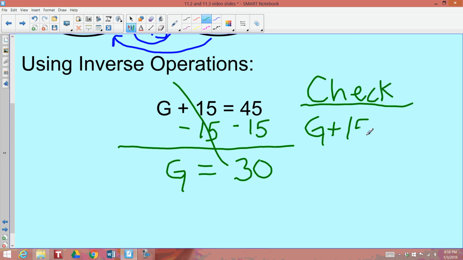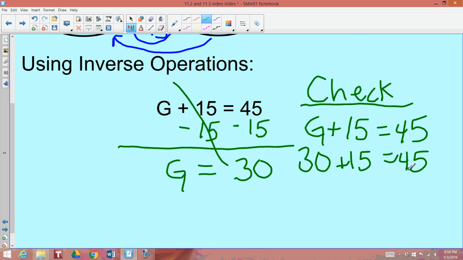Rewrite your original equation. Plug in for the variable. G is 30 plus 15 equals 45. And we get 45 equals 45. Check. Okay, so our whole goal is to isolate the variable.